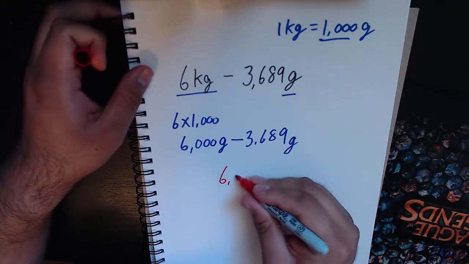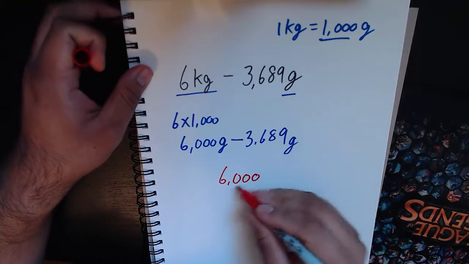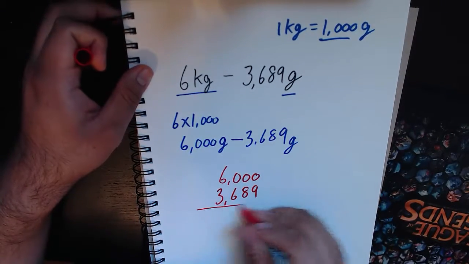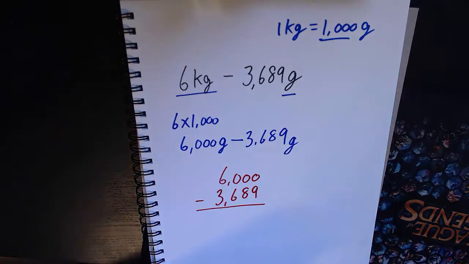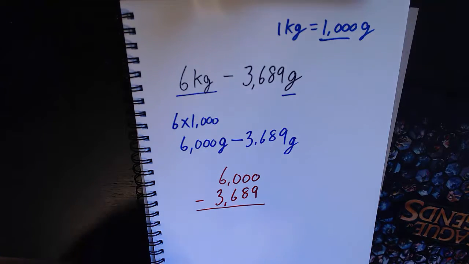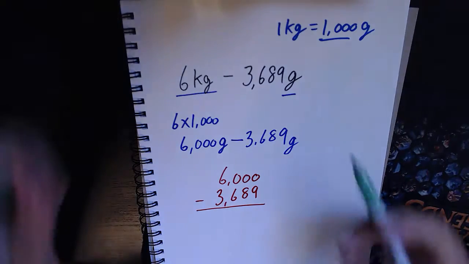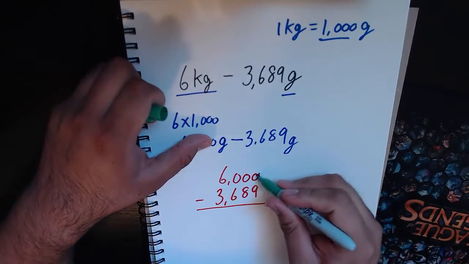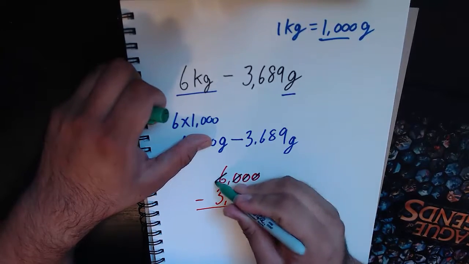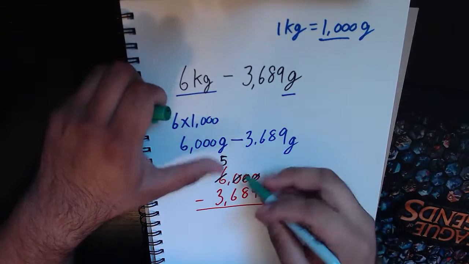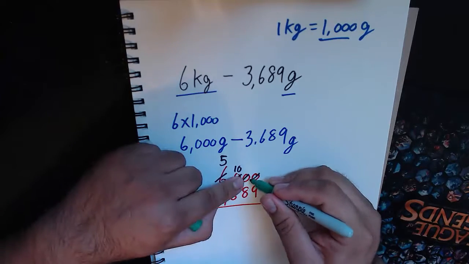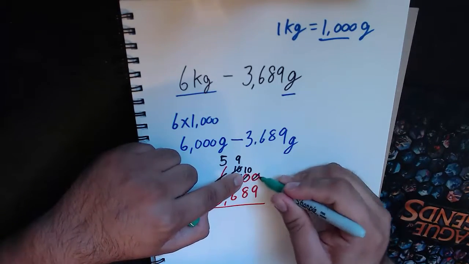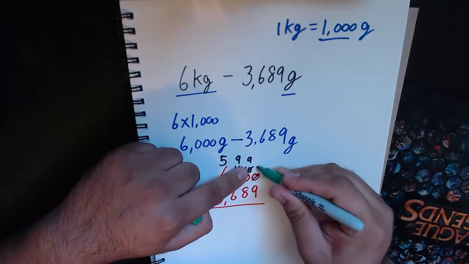So I have my 6,000 and my 3,689. Now I have to make sure that everything is lined up. Remember, place value back in the first week of school: if we have a ones place, it has to be lined up with a ones place. Now, we're going to borrow. The 6 becomes a 5. This becomes a 10. Now this 0 needs to borrow, so we borrow 1. This becomes a 9. This becomes a 10. Now we're going to borrow one more time. This becomes a 9. This becomes a 10.